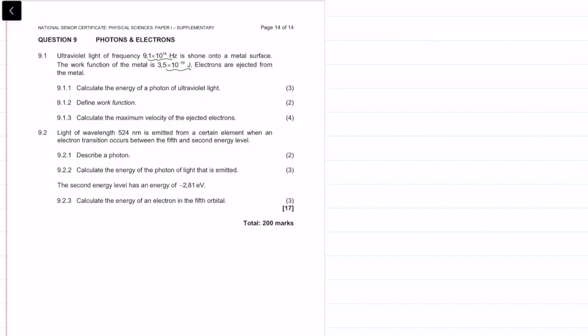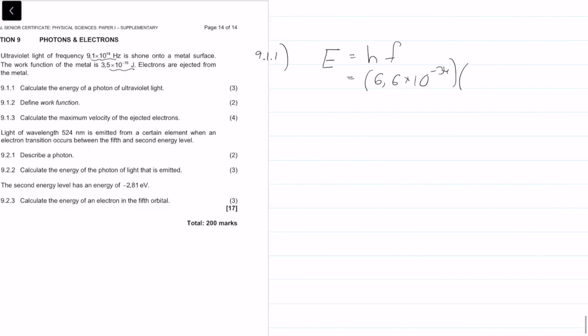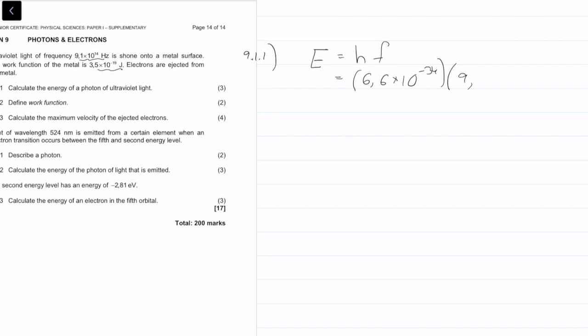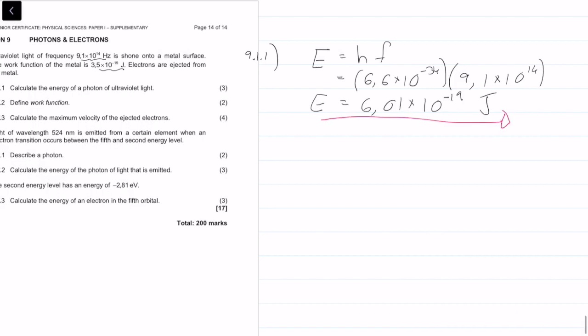Question 9.1.1. Calculate the energy of a photon of ultraviolet light. Simple question. Using our formula sheet, we know that E is equal to hf. h is Planck's constant, so it's equal to 6,6 times 10 to the minus 34 times our value of f, which is 9,1 times 10 to the 14. The answer we get is 6,01 times 10 to the minus 19. The unit of energy is joules. That's the first question done, and we get ourselves 3 marks.